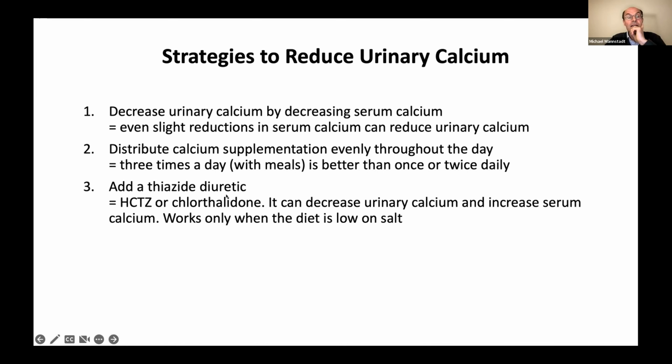Add a thiazide diuretic, so that's the hydrochlorothiazide or chlorothalidone. So what is that? That's kind of a pill that's given, it's a mild diuretic, and it's given in patients with high blood pressure to normalize it. But it has this side effect of decreasing urinary calcium. And where does this calcium go? Well, it goes into the circulation and can actually even increase the serum calcium a little bit. So that's actually a really nice thing.